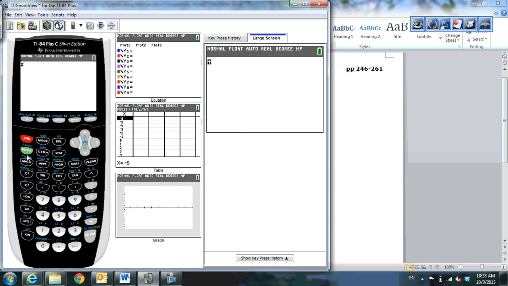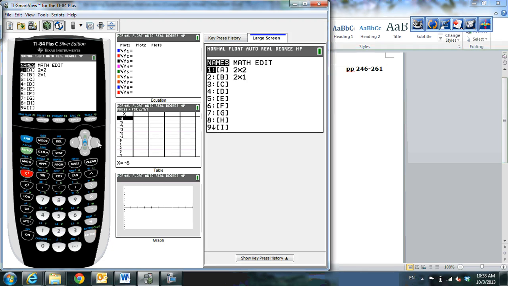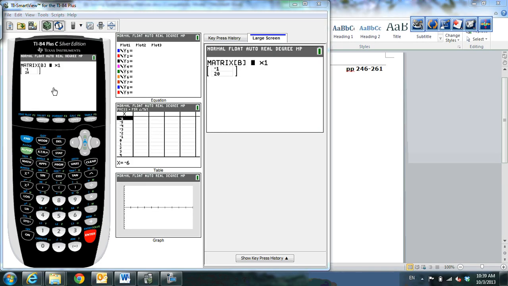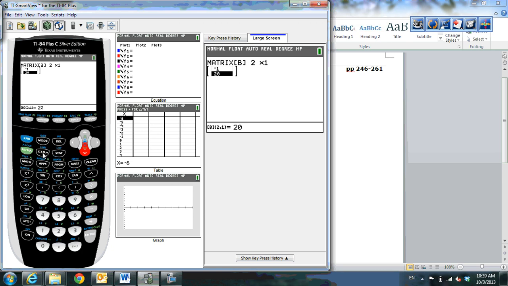Then I'm going to go ahead and go back into my matrix again. This time I want to edit B. So I'm going to go down to B. I press enter to select it. Then I want to change it to a 2 by 1. The reason why it's 2 by 1 is because for my B, I have 2 rows, 1 column. So I go in there, I change the values to -1 and 20 like they are there. Last step, I quit one more time. I'll go back in the matrix one last time.